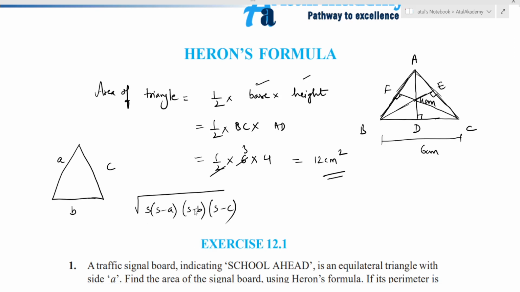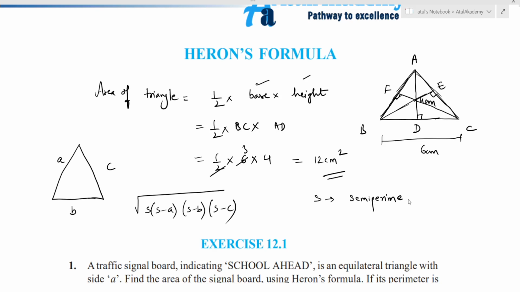Now, who has given this formula? This formula was given by a person named Heron. He was in Egypt and he derived this formula and gave it to us. So let's see what this S is over here. This S is the semi-perimeter of the triangle.